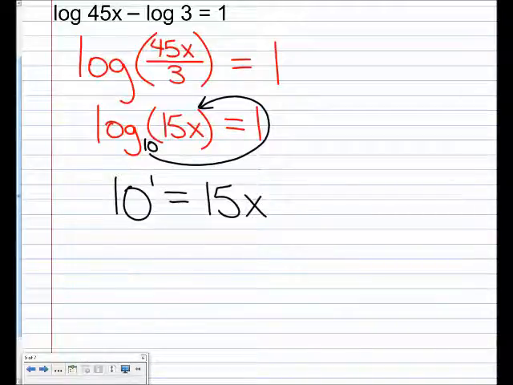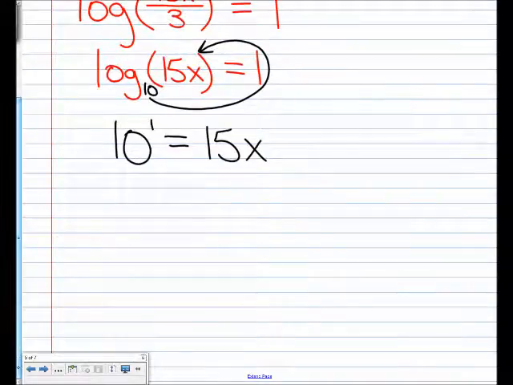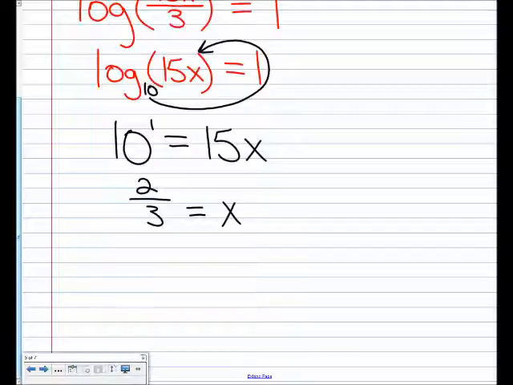And again, as you have seen in all of these examples, it now becomes a linear equation. So all you have to do now is isolate for your variable. So what's x going to be? 10/15, which reduces to 2/3. Again, we should check to make sure that's okay. We should check to make sure that it works.